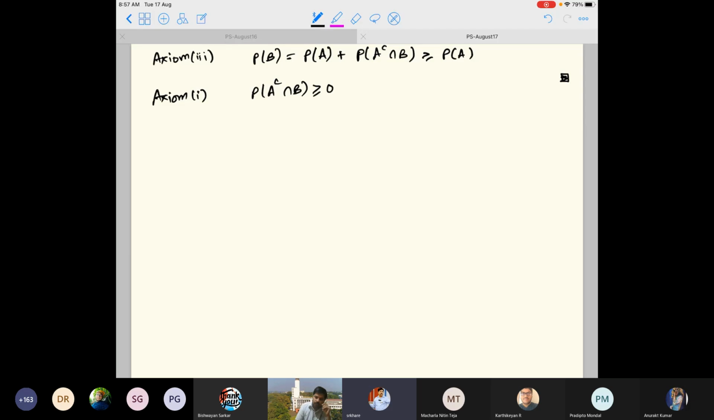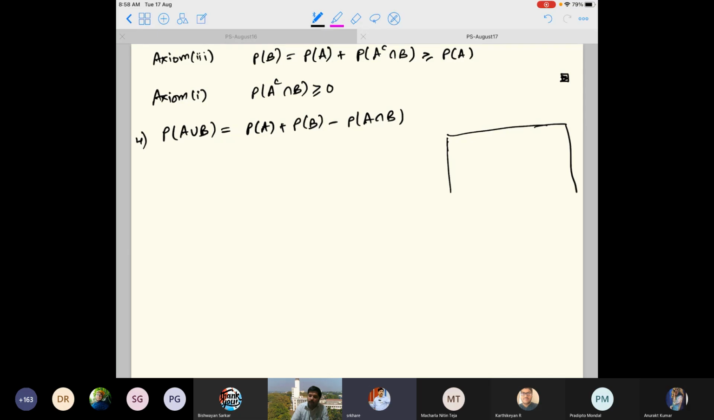Next property. Probability of A union B is equal to P of A plus P of B minus P of A intersection B. This is something that you have already seen with the counting principle, right? Number of elements in A union B is N of A plus N of B minus N of A intersection B. Here we are talking about it for probabilities, and the reason why we are talking about it for probabilities is we have the axiomatic definition in place now. Okay, so suppose this is A and this is B.